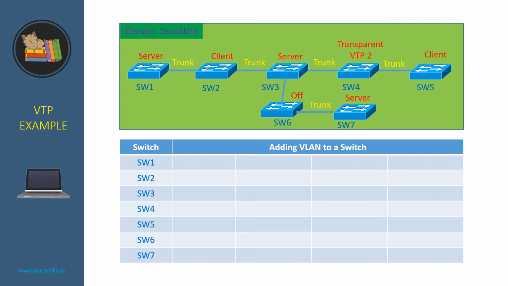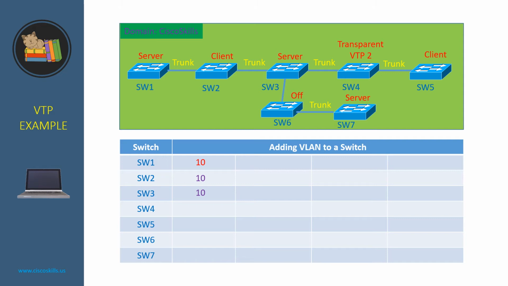Let's practice with VTP using this network diagram. In this practice, we will add VLAN 10 into switch 1. Because switch 1 is in server mode, it updates the configuration and advertises to switch 2. Switch 2 is in client mode, so it updates the configuration and advertises to switch 3. Switch 3 is in server mode, so it updates the configuration and advertises to switch 4.